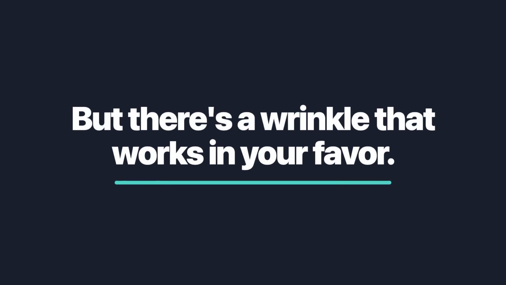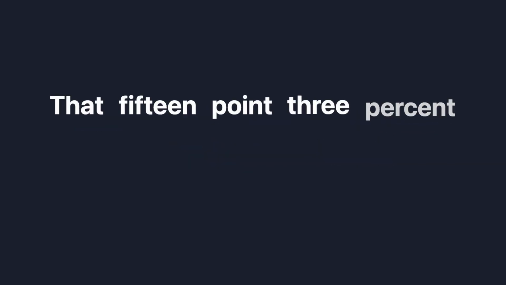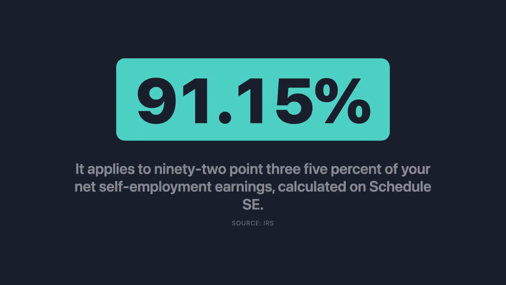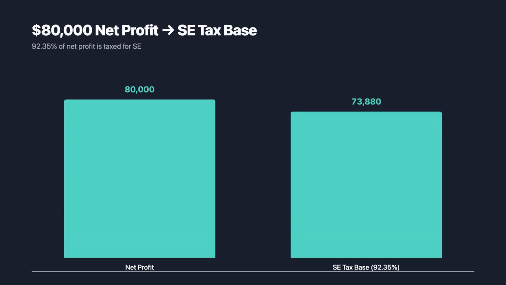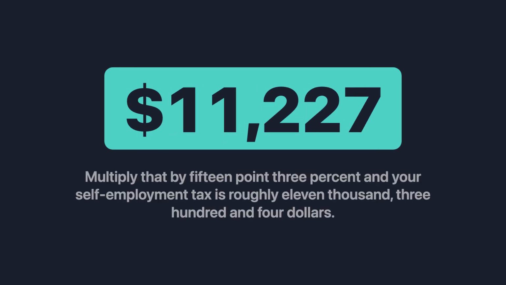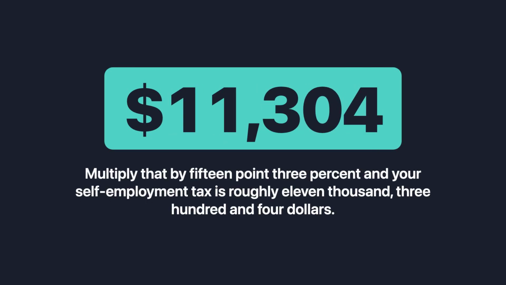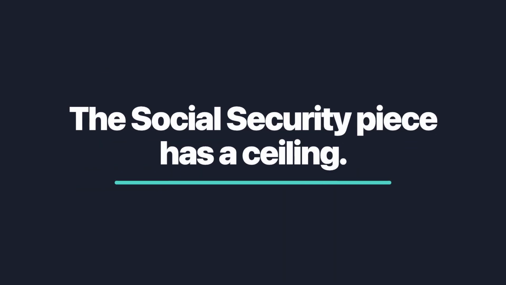But there's a wrinkle that works in your favor. That 15.3% doesn't apply to your full profit. It applies to 92.35% of your net self-employment earnings calculated on Schedule SE. So if your net profit after expenses is $80,000, the number that goes into the SE tax calculation is $73,880. That's 92.35% of $80,000. Multiply that by 15.3%, and your self-employment tax is roughly $11,304.